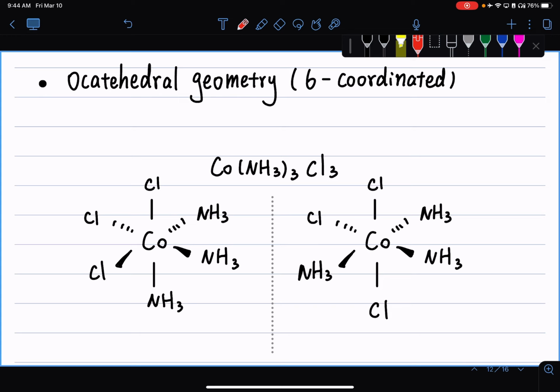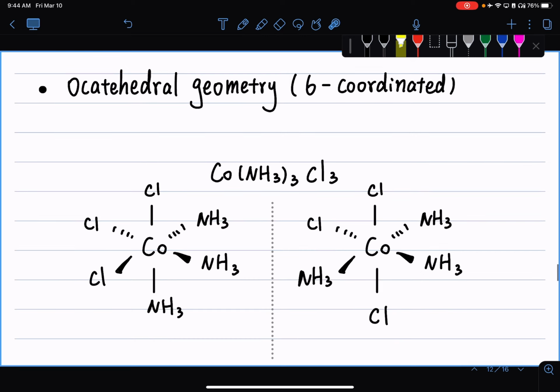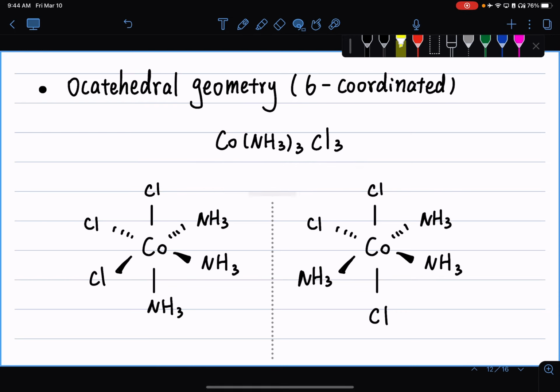You have different geometry of these transition metal complexes. And depending on the relative position of your ligand, you can have different conformations. So we're using the octahedral geometry as an example, which is a 6-coordinated complex. So in the 6-coordinated complex, we have 3 ammonia, 3 chloride.